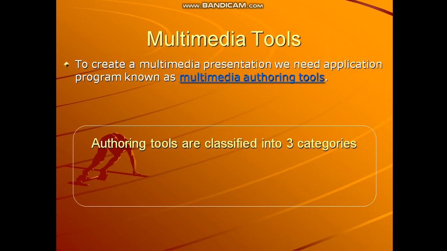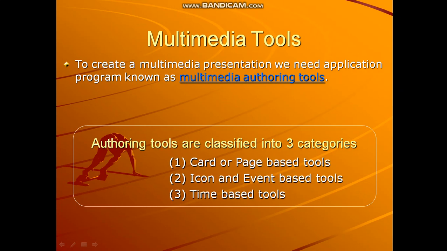There are 3 types of animation tools. So authoring tools are classified into 3 categories. Number 1, card or page based tools. Number 2, icon and event based tools. And the third most popular is time based tools. We will see all these tools one by one. So the first one is card or page based tool.